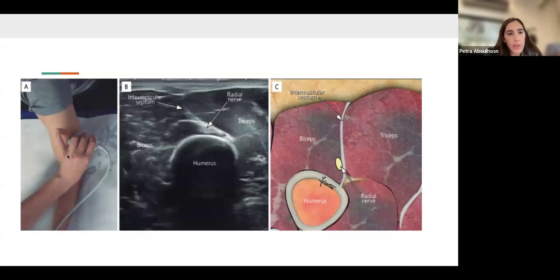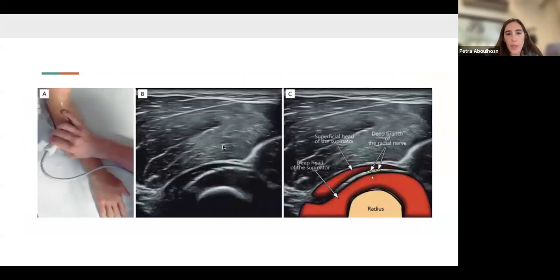Going a bit further, this is where it crosses here to go out to the lateral intermuscular septum before it goes off into the forearm. And you can see here the radial nerve next to the humerus, and you can see the lateral intermuscular septum right here. This is the triceps and the biceps muscle. And finally, making its way into the arcade of Frosch. If you see it right here, these are the two heads of the supinator muscle. And these two dots here are the radial nerve.